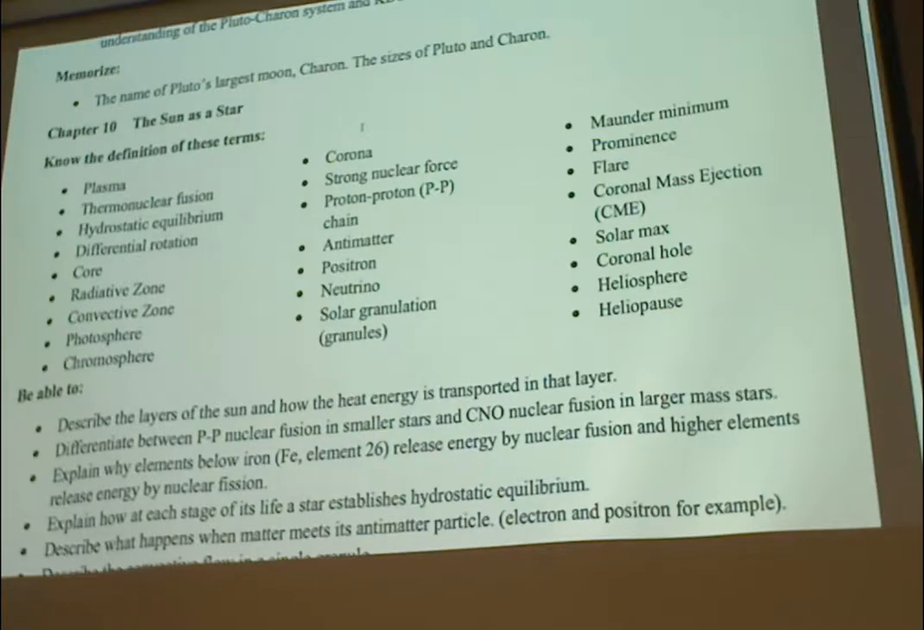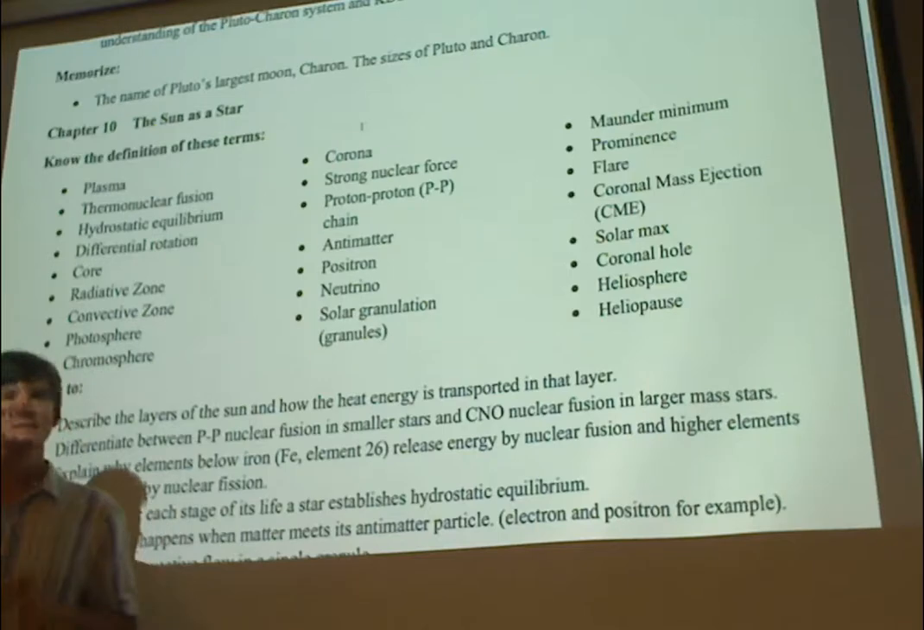Okay, strong nuclear force. We went back over it yesterday, maybe. I guess I went back over it. Why is the strong nuclear force important? What's the job? What does it do? It's stronger than what force? Gravity. Stronger than gravity, of course, because gravity is weak. And stronger than the electromagnetic force.